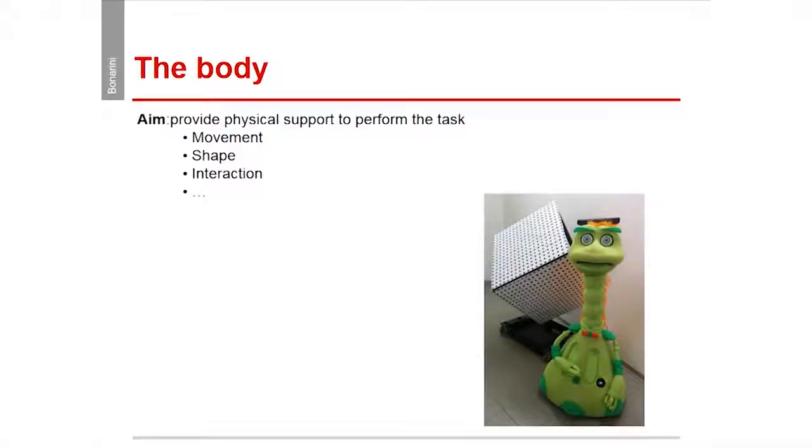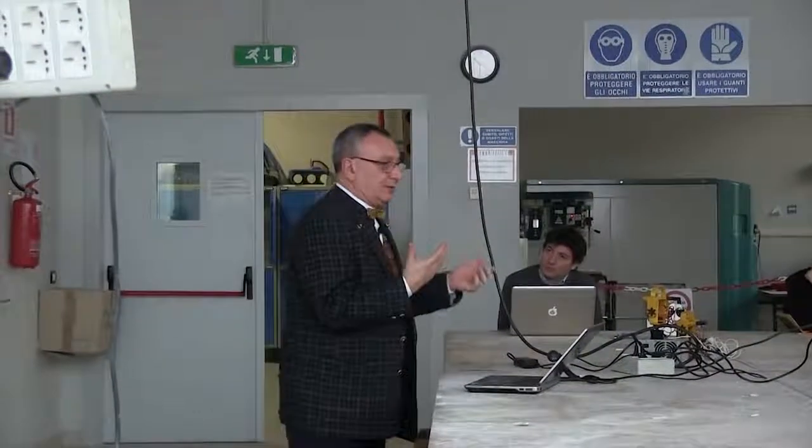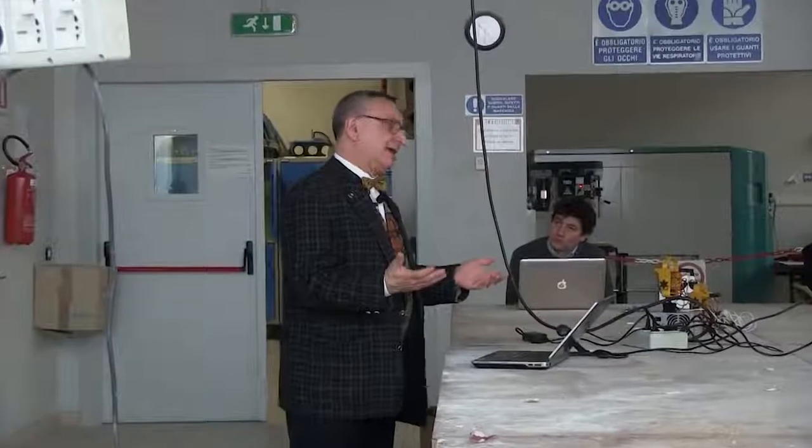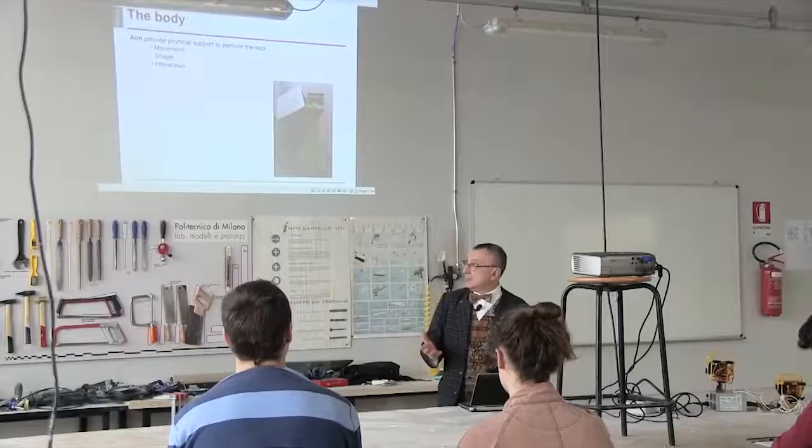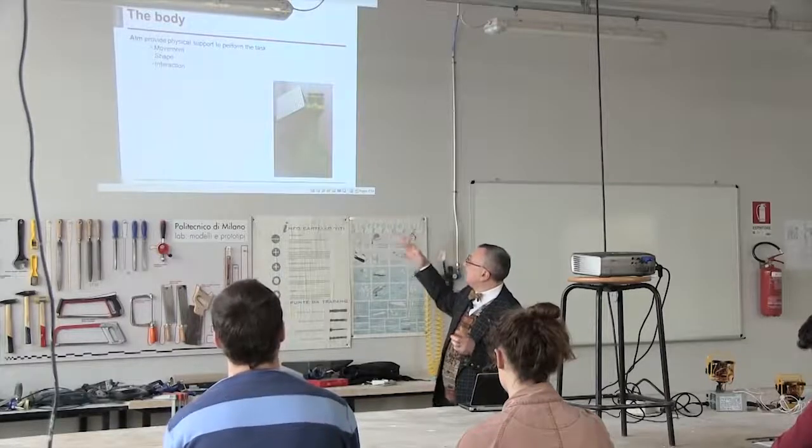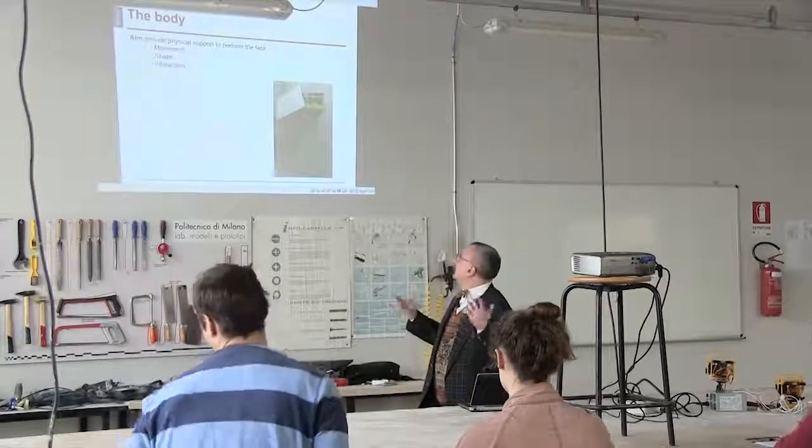Let's go to the body. The body is aimed to provide a physical support to perform the task. So again, the main point is the task. We decide what the task is, and then we take decisions about the shape, about the body, about what the body is able to do. This means movement, shape, the way you interact, and this kind of thing.